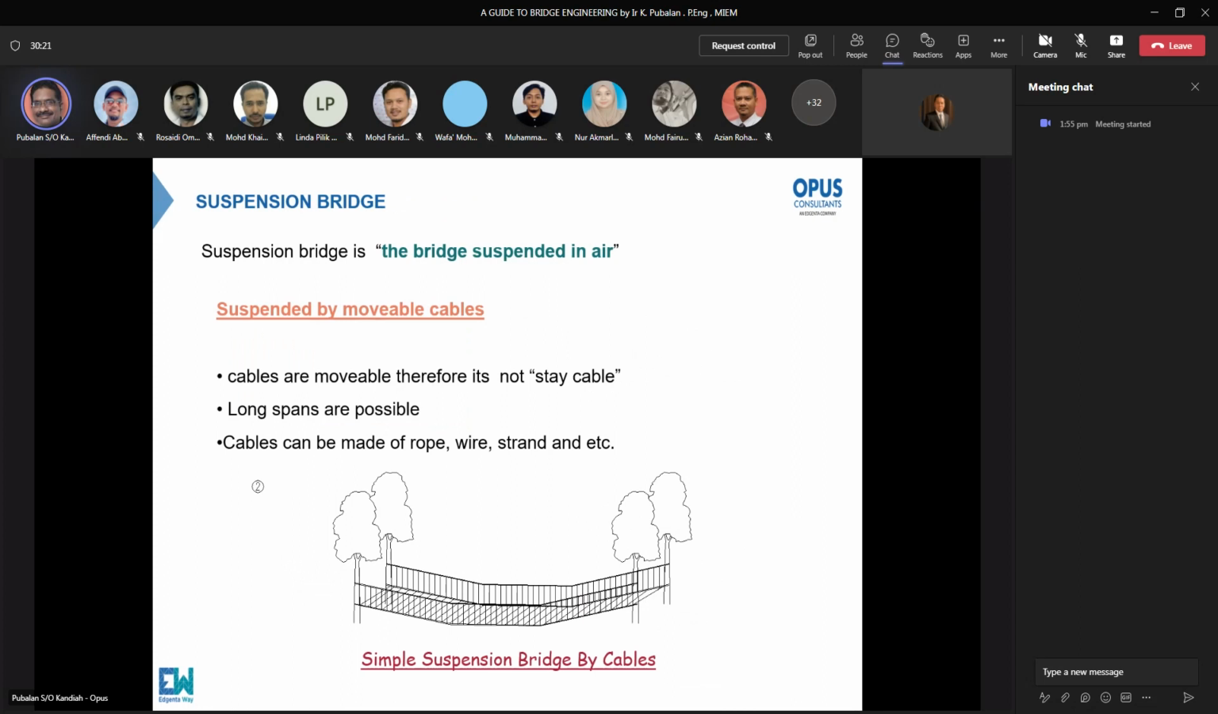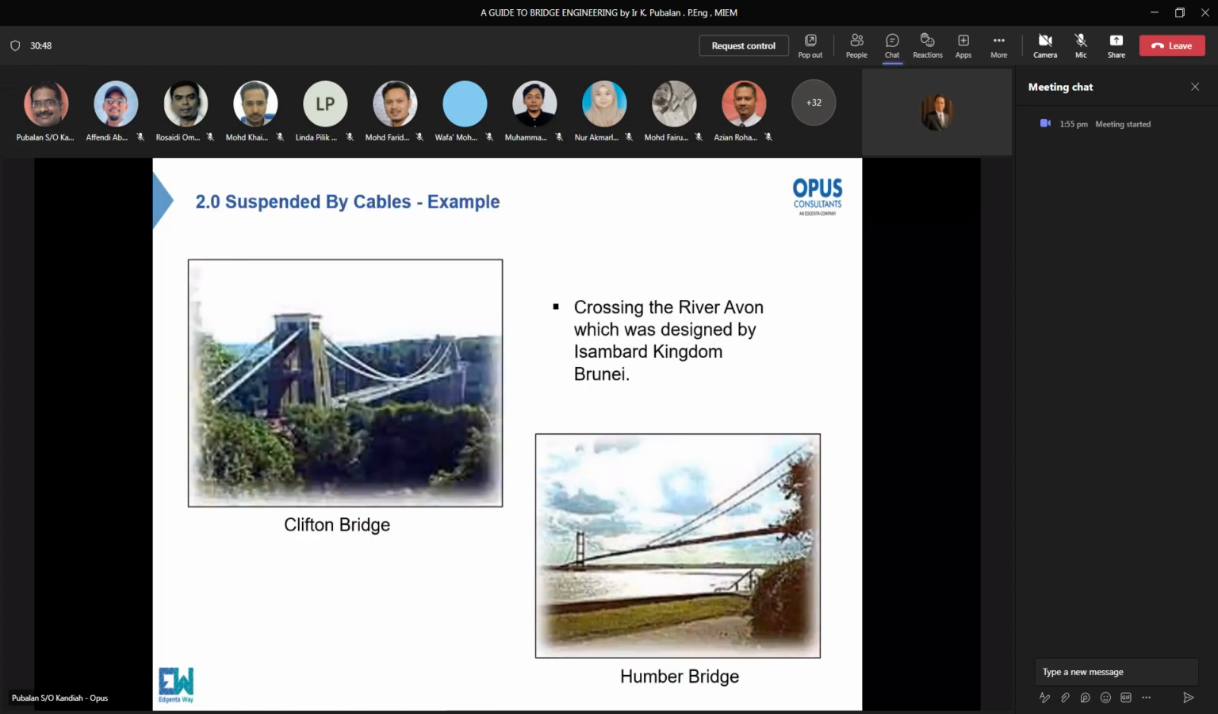Now, suspension bridge. What's the meaning of suspension bridge? A suspension bridge is a bridge suspended in the air, right? So suspended by movable cables as well. Like here, you have a simple suspension bridge. You tie it to some trees. Okay, so this is also a suspension bridge. Examples of suspension bridges are the Clifton Bridge and the Humber Bridge.